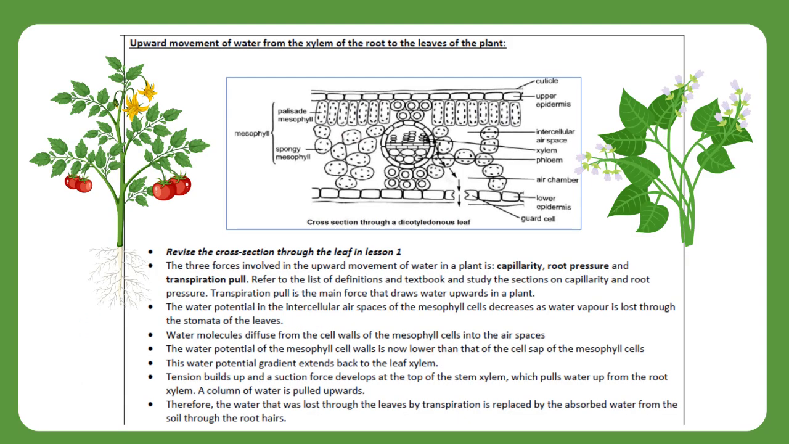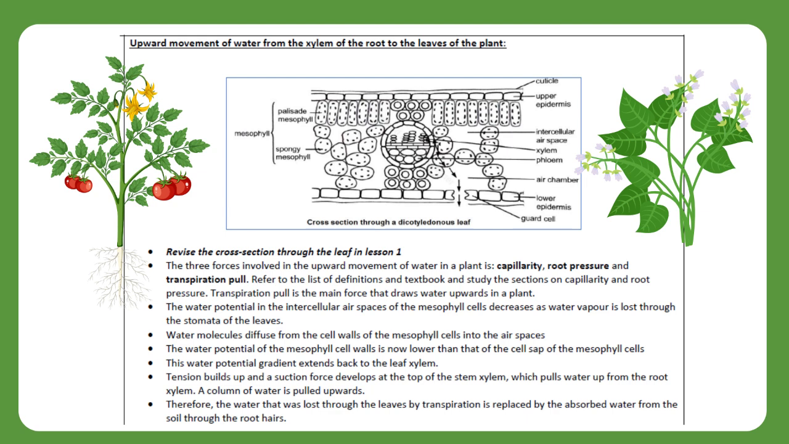Upward movement of water from the xylem of the root to the leaves of the plant. Revise the cross-section through the leaf in lesson 1. The 3 forces involved in the upward movement of water in a plant are capillarity, root pressure and transpiration pull. Refer to the list of definitions and textbook and study the sections on capillarity and root pressure. Transpiration pull is the main force that draws water upwards in a plant.